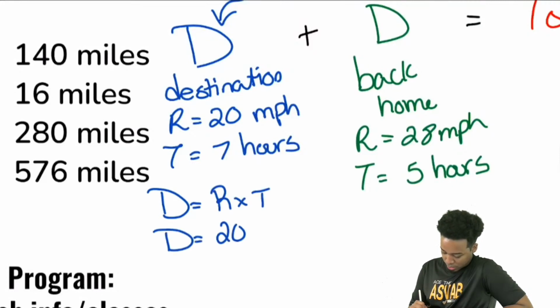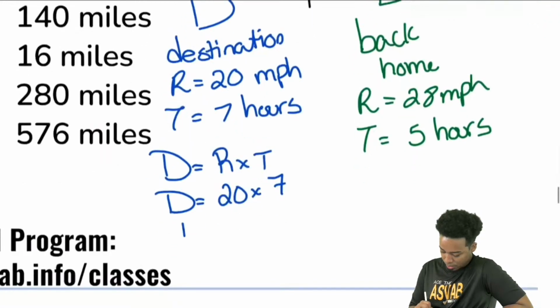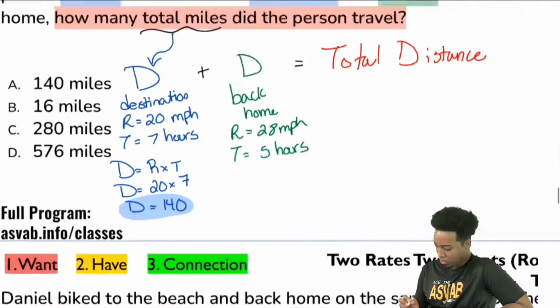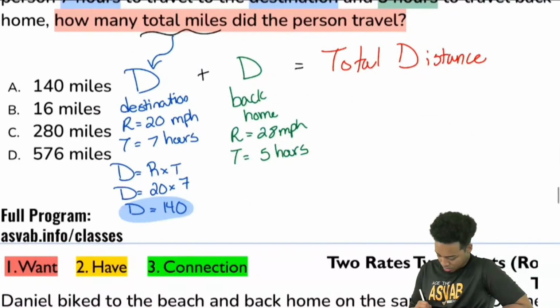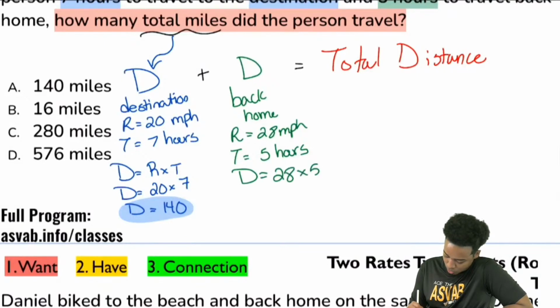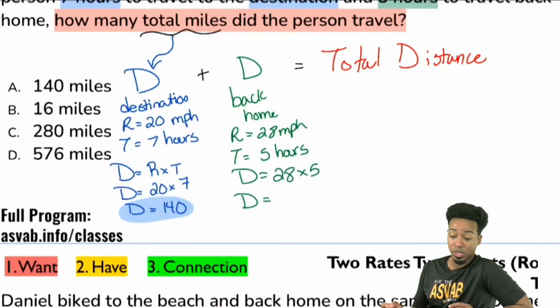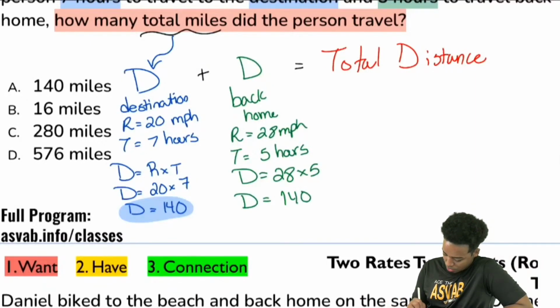Distance equals 20 times 7. Everybody, 20 times 7 is what? Quick. 140. Thank you. Boom, 140. Then up next, we're going to go here. The distance back home, that's going to be 28 times 5. Everybody, what's 28 times 5? What's that going to be? 140. Right on. We have that going on.